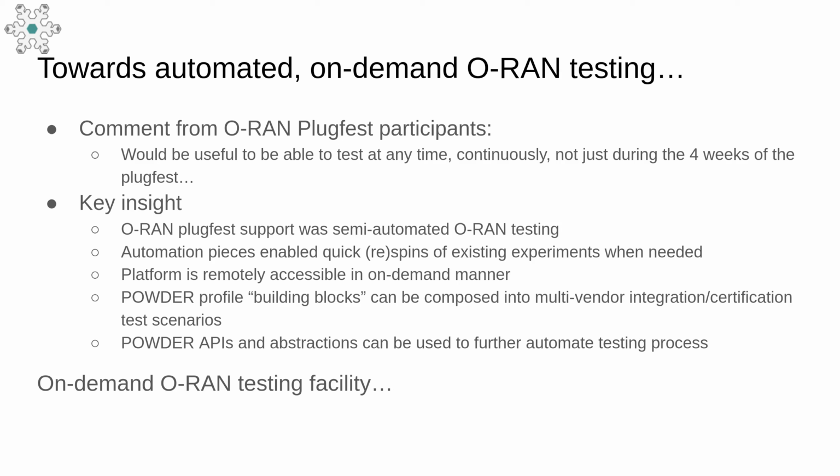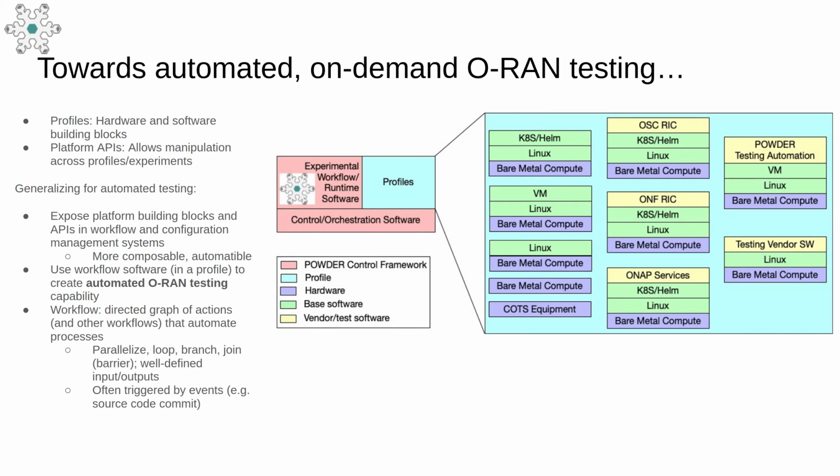The platform is already remotely accessible, and it's accessible on demand or by reservation. And as I said, the Powder profiles already are composable into these interesting multi-vendor integration scenarios. Moreover, Powder provides APIs that can be used to automate this testing. So how can we take these pieces that we already have and build an even more powerful automated system is the question we've asked.